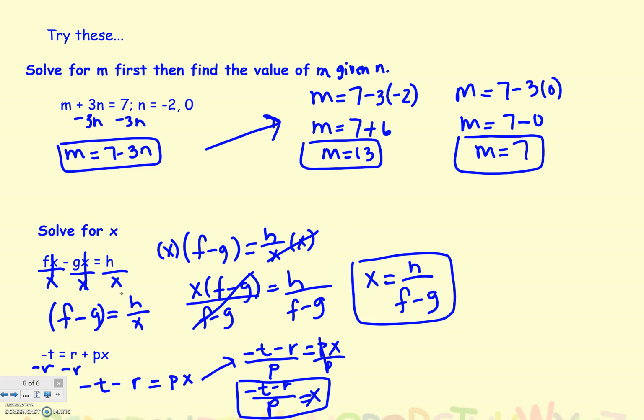For the next problem, it's just like the one we did before where you had to separate the x's. You end up with x equals h over f minus g. And the last problem is -t minus r over p equals x.